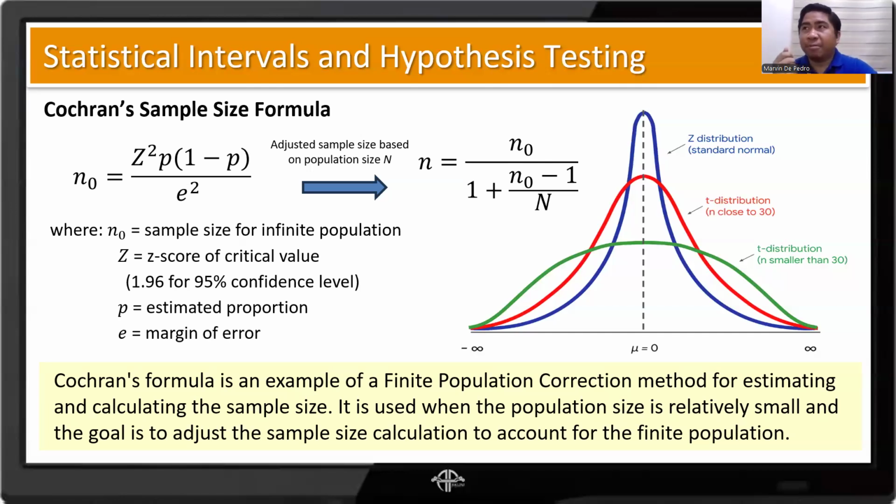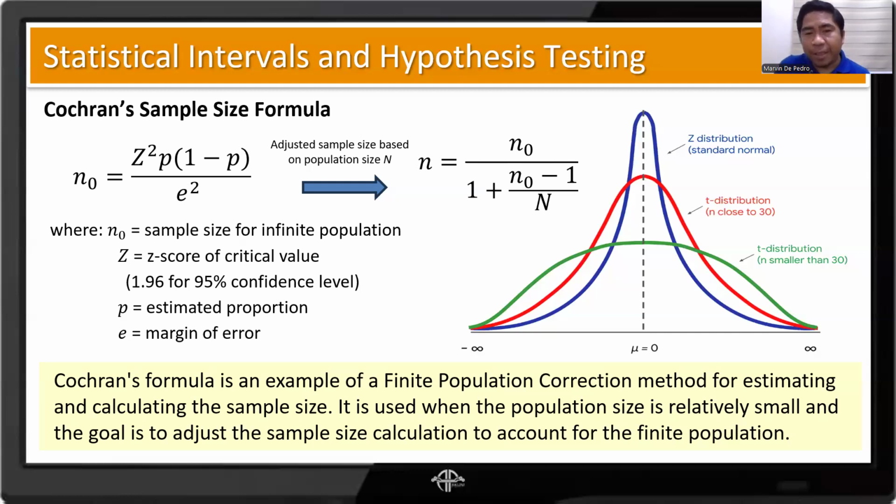So, if our sampling distribution is normal, then we can say that the hypothesis testing and other inferential statistical tests that we do are accurate enough, and can be used to conclude for the entire population. Right. So it says here that Cochran's formula is an example of a finite population correction method for estimating and calculating the sample size.